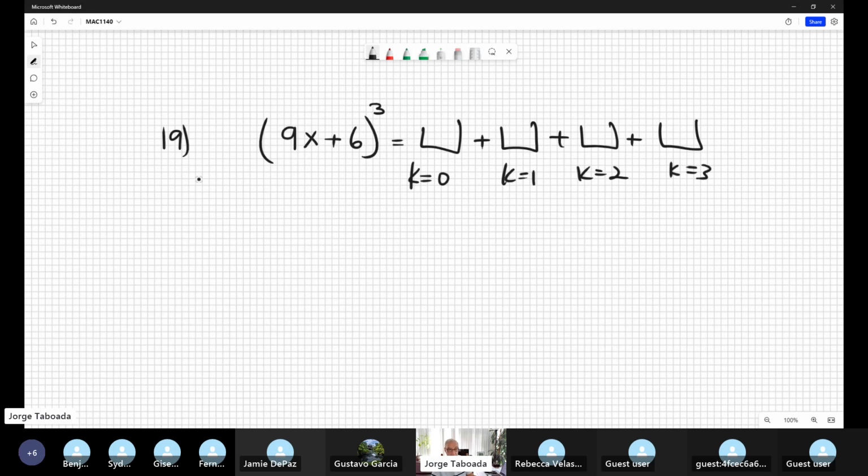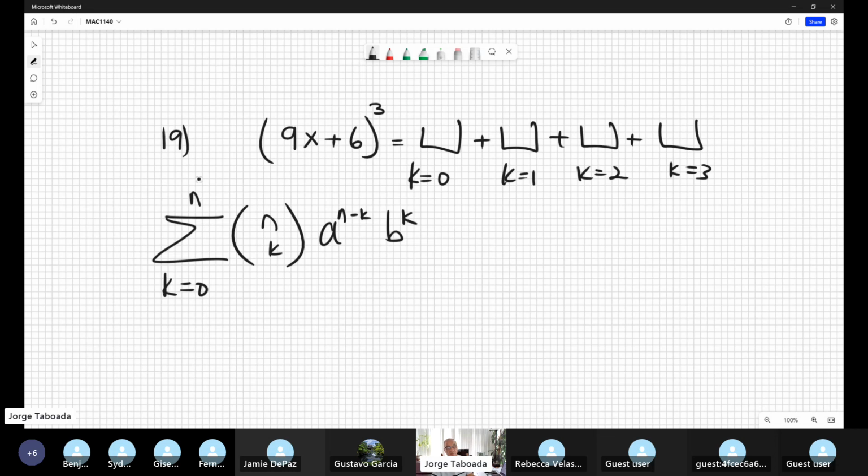However, they want specifically the term that contains x to the first power. No idea. However, I know the formula. This formula is the summation from K=0 to M of the combinatory number (n, k), a to the m minus k, b to the k. This is the Newton formula.